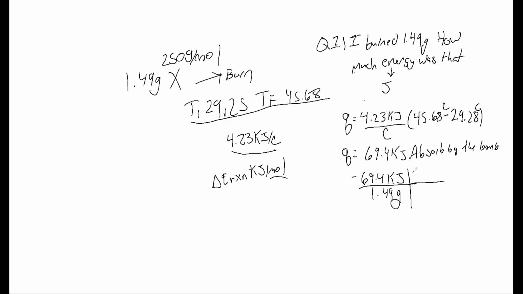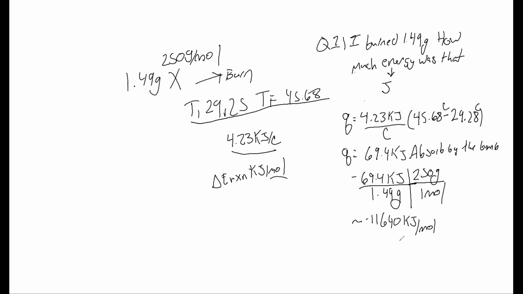From there, I can go from grams to moles. There are 250 grams for every 1 mole. Multiply that together. So take 69.4 times 250, divided by 1.49. And the answer is roughly negative 11,640 kilojoules per mole. Looking at what the test said, I'm off by like 20 kilojoules per mole.